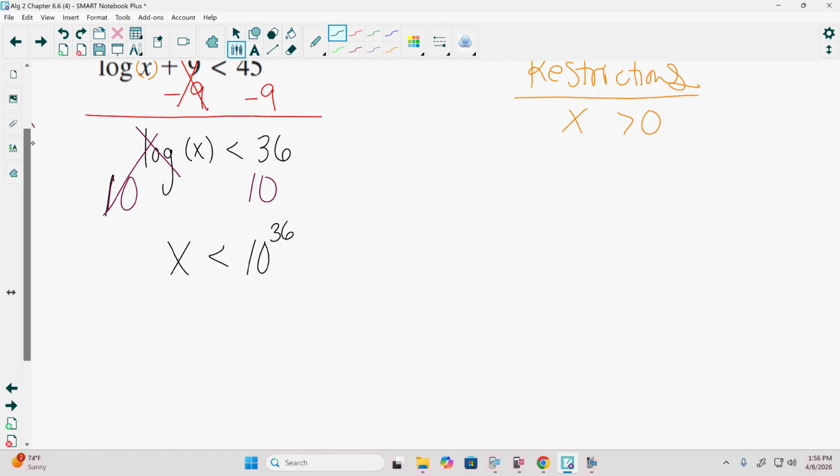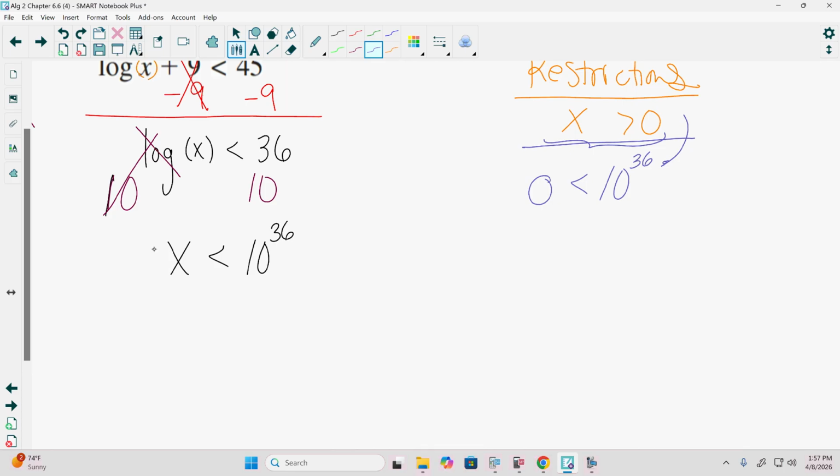X is by itself at this point, so there's nothing else we have to do with that there. But we do need to check and see if our restrictions are included. And the way I do it, I just replace x with one of the restriction values, so 0. Is 0 less than 10 to the 36th? It seems like I'm flipping it here, but I'm taking this straight from x is less than 10 to the 36. 0 is indeed less than 10 to the 36 power.